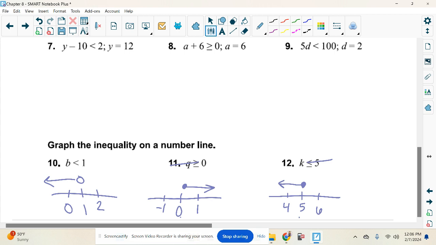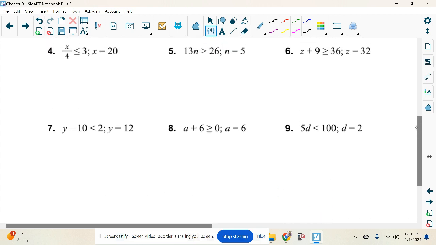Because you can get really close. It could be 0.999999999. It's still less than 1. Okay? All right.